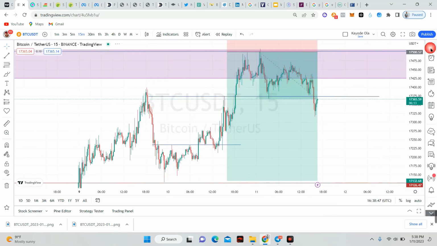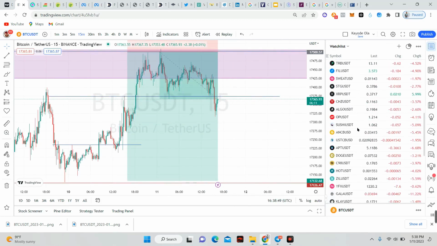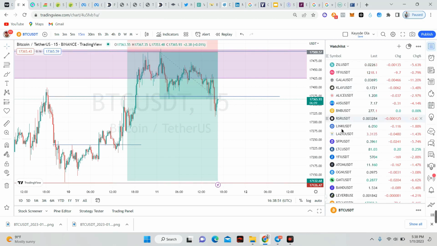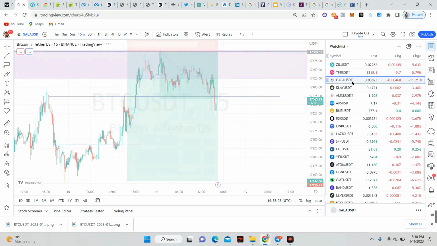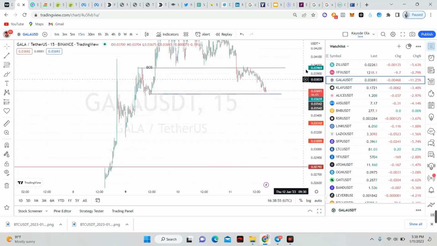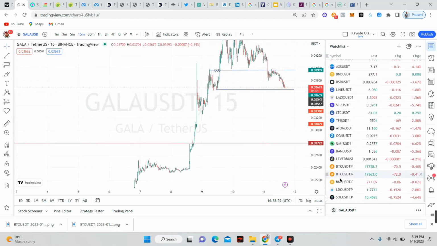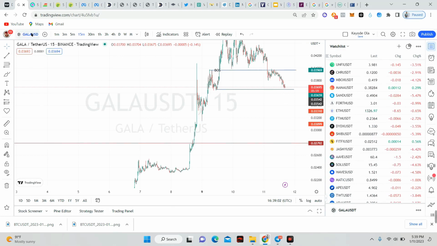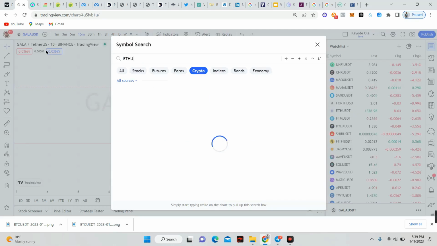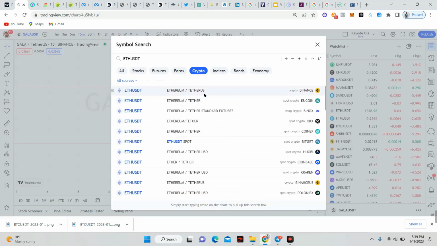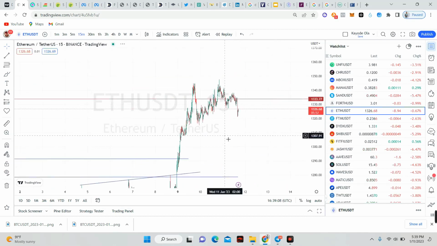So I hope with this explanation on Gala, this is Gala, I used the Gala example, that you have been able to understand what break of structure means. Okay, so let me just find another typical example. Let me find ETH so that it won't be like I used just one example for you guys. All right, so let's find another one.